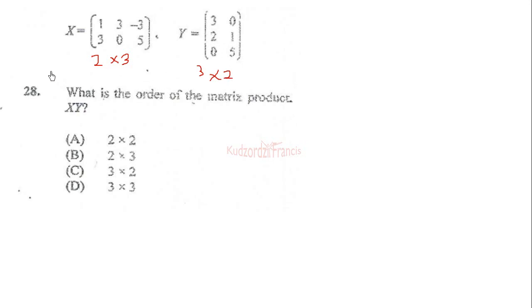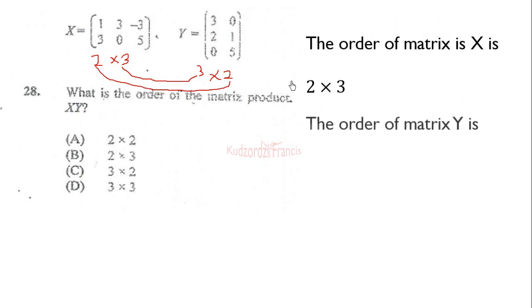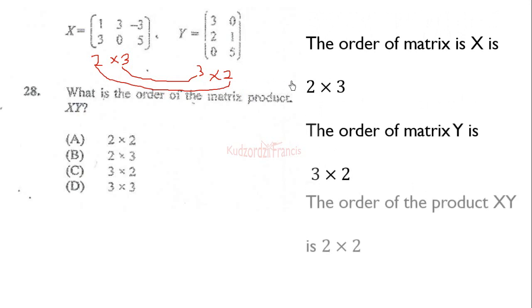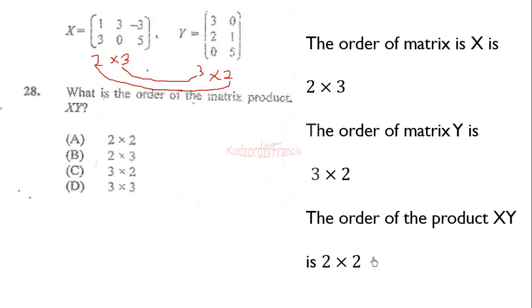Now the order of x times y, we are going to seek these inner ones, and we are left with the outer ones. So the order will be a 2 by 2 matrix. So the order of the product xy is 2 by 2. Now the correct answer is A. So when you multiply, the outer numbers will give you the order of the product. The inner numbers will sink.